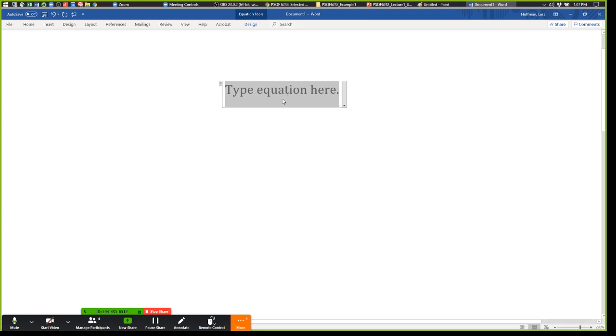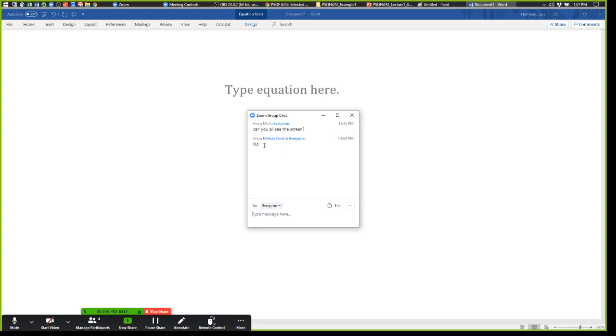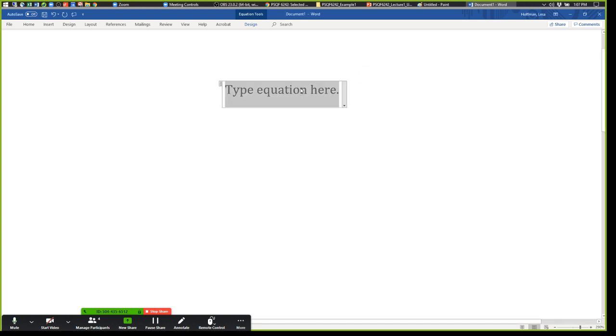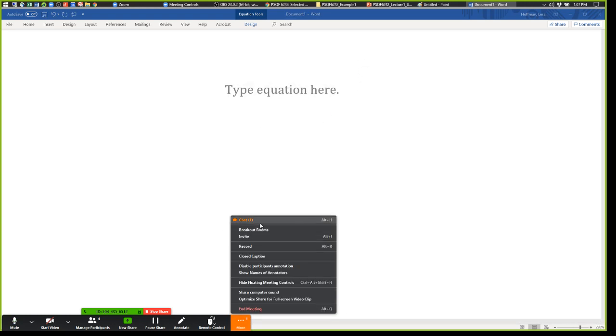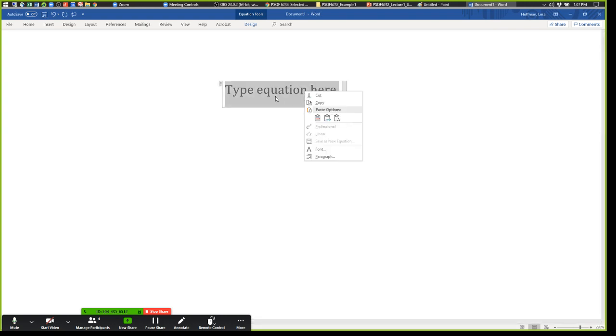My computer's angry with me because I'm doing too much with it at a time. Oh, wait, question? Can you all see the screen? No. Did it stop sharing? It should be here. You can see it. Okay, good. Thank you. Type equation here. Come on. I can see it. That was earlier. Okay, cool. All right, we got it. Come on. Let me type it. You're ruining my demo here, Word. Okay, there. All right, now it'll let me.